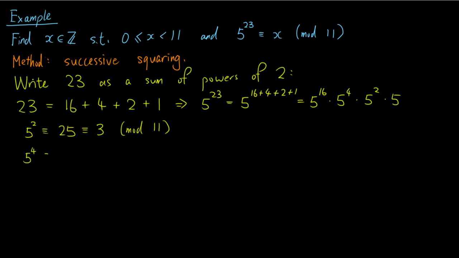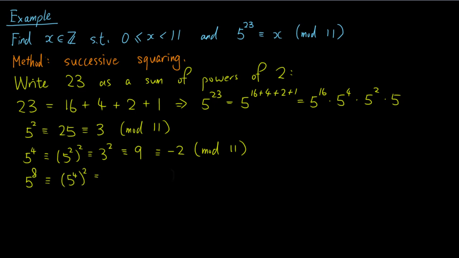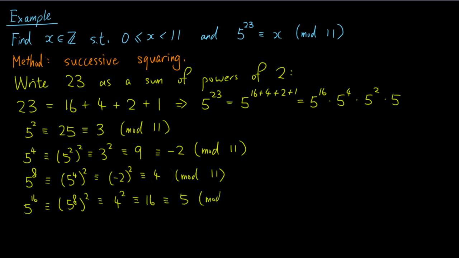Then, 5 to the 4, which is 5 squared, is congruent to 3 squared, which is 9. Since we will keep squaring numbers, it is useful for us to write this as -2, which has a smaller size. Now, 5 to the 8, which is 5 to the 4 squared, is congruent to -2 squared, which is 4. Lastly, 5 to the 16 is 5 to the 8 squared, which is congruent to 4 squared, which is 16, which is congruent to 5 mod 11.